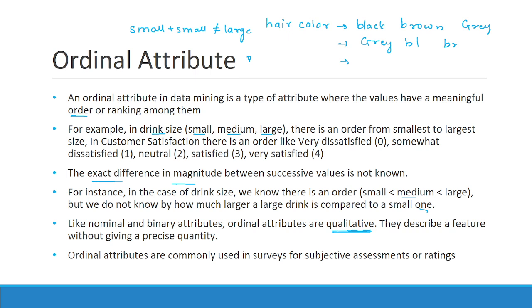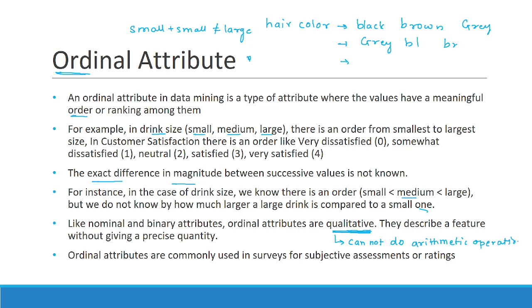So ordinal, did you understand? What is ordinal? Basically try to understand the difference between nominal and ordinal. In both we have classes, but nominal will not have any order, whereas ordinal will have order. Now nominal and ordinal, both the attributes are qualitative attributes. What the meaning of qualitative is: first, you cannot do arithmetic operations.